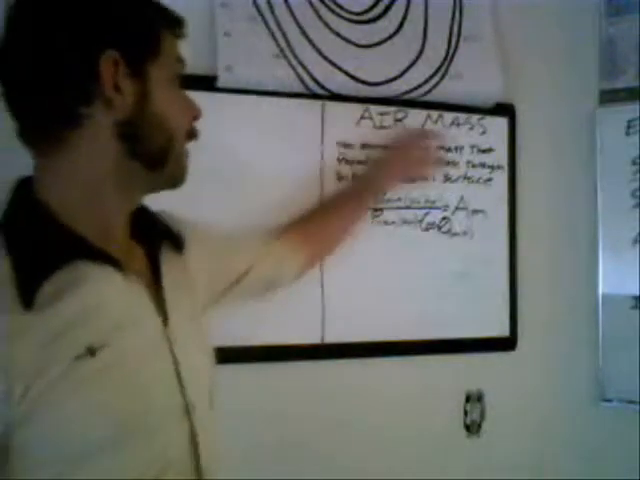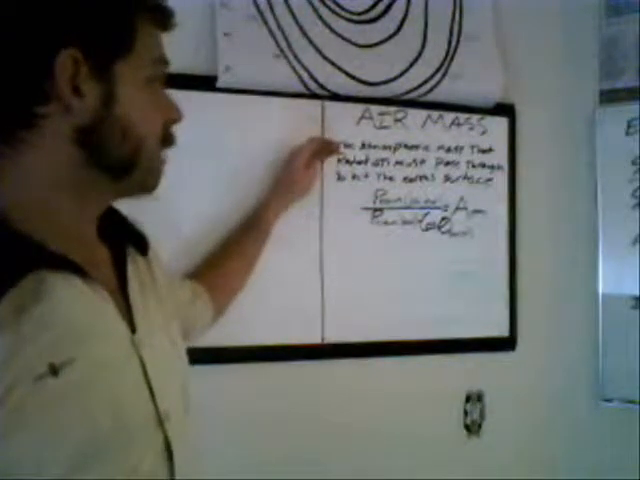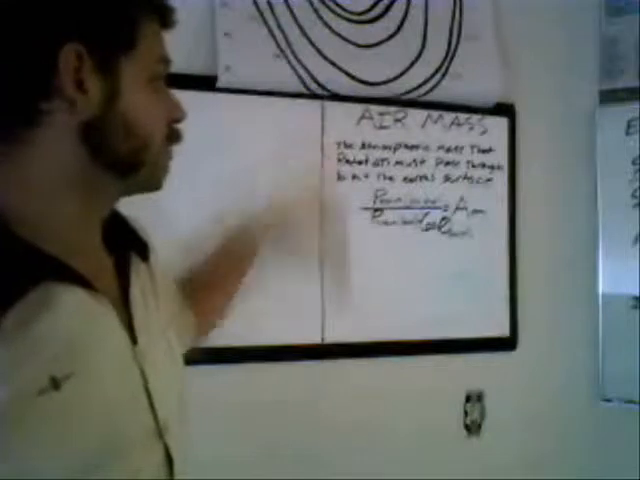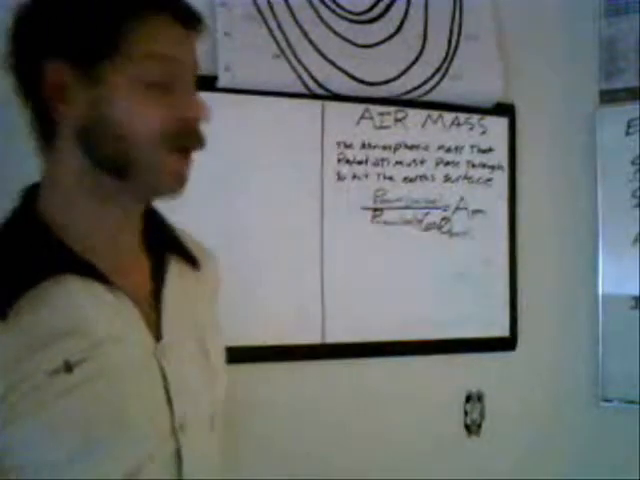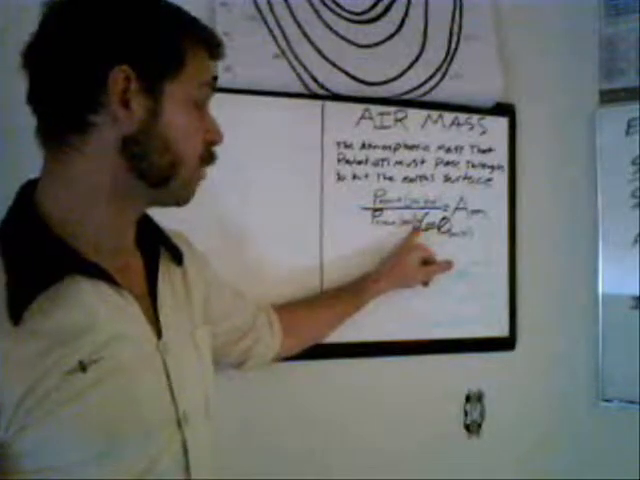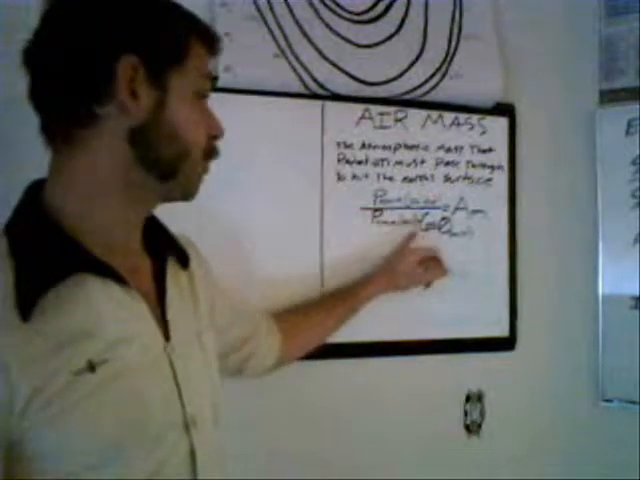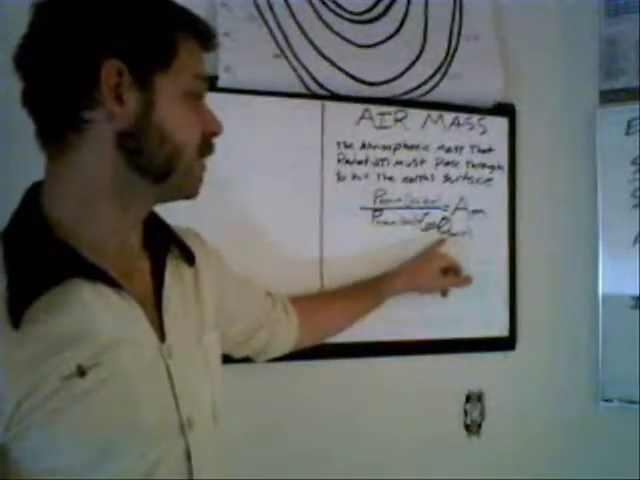Air mass. Air mass is the atmospheric mass that radiation must pass through in order to hit the Earth's surface. Its formula is the pressure at sea level, measured in millibars, over the local pressure measured in millibars, or inches of mercury, multiplied by the cosine of the zenith angle.